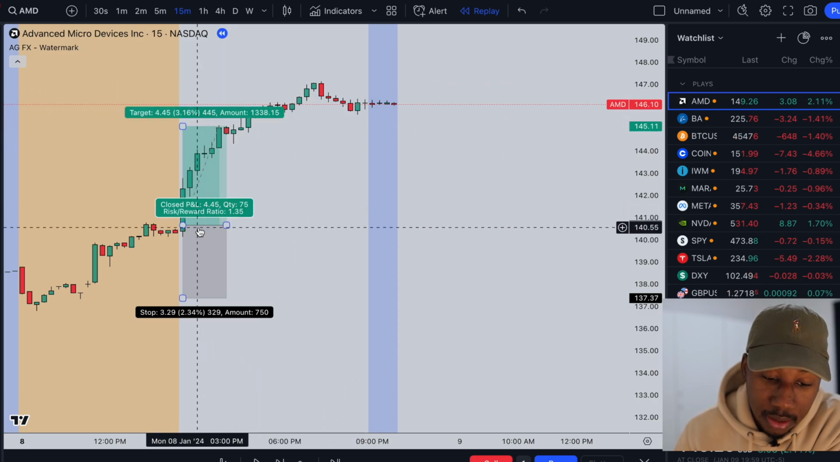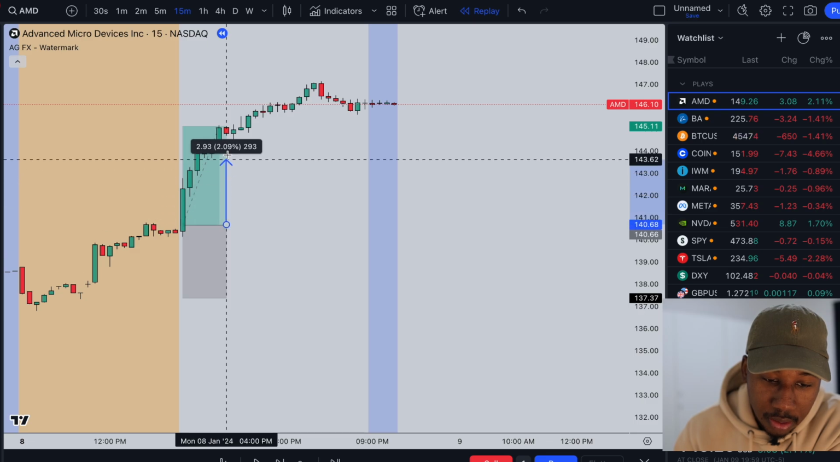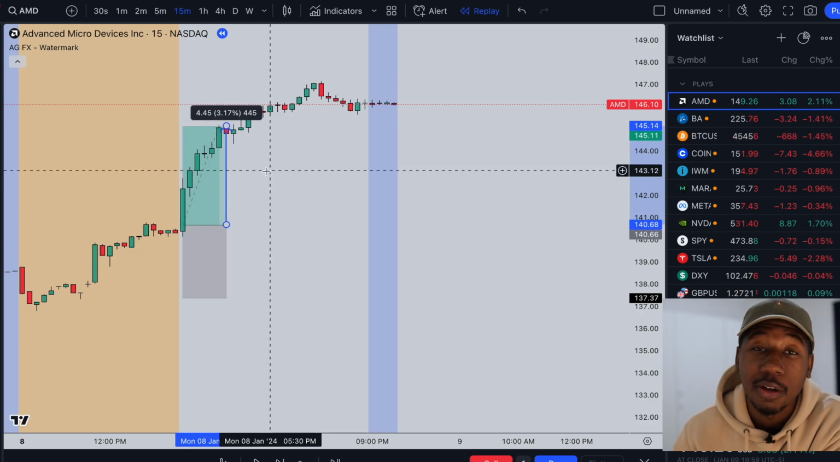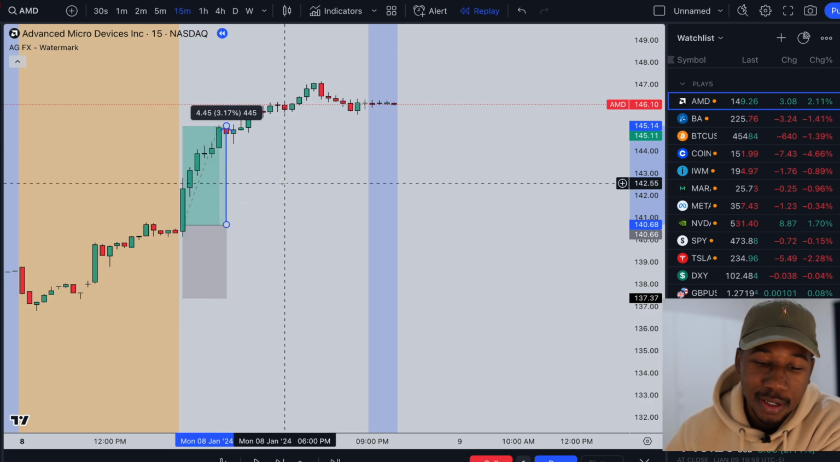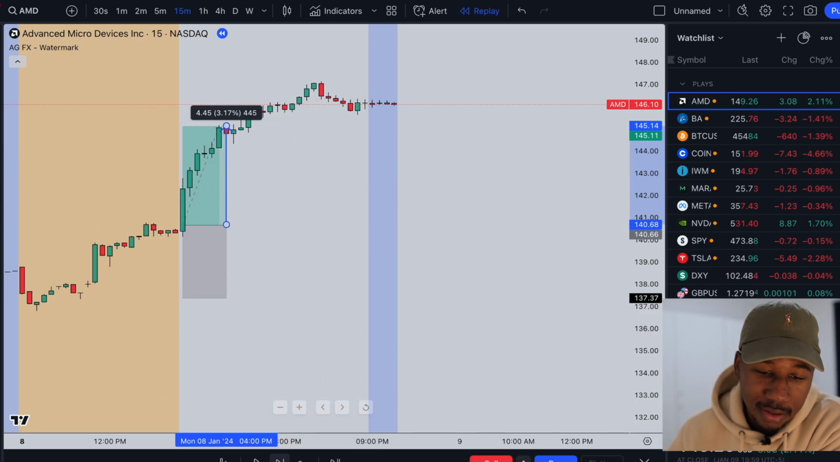And right here, you can see that from our entry to our exit, we caught a $4.45 move. And you already know a $4 move when you're trading options, that's going to be some money right there. All right, now that's one trade. Now let's move on to the next.